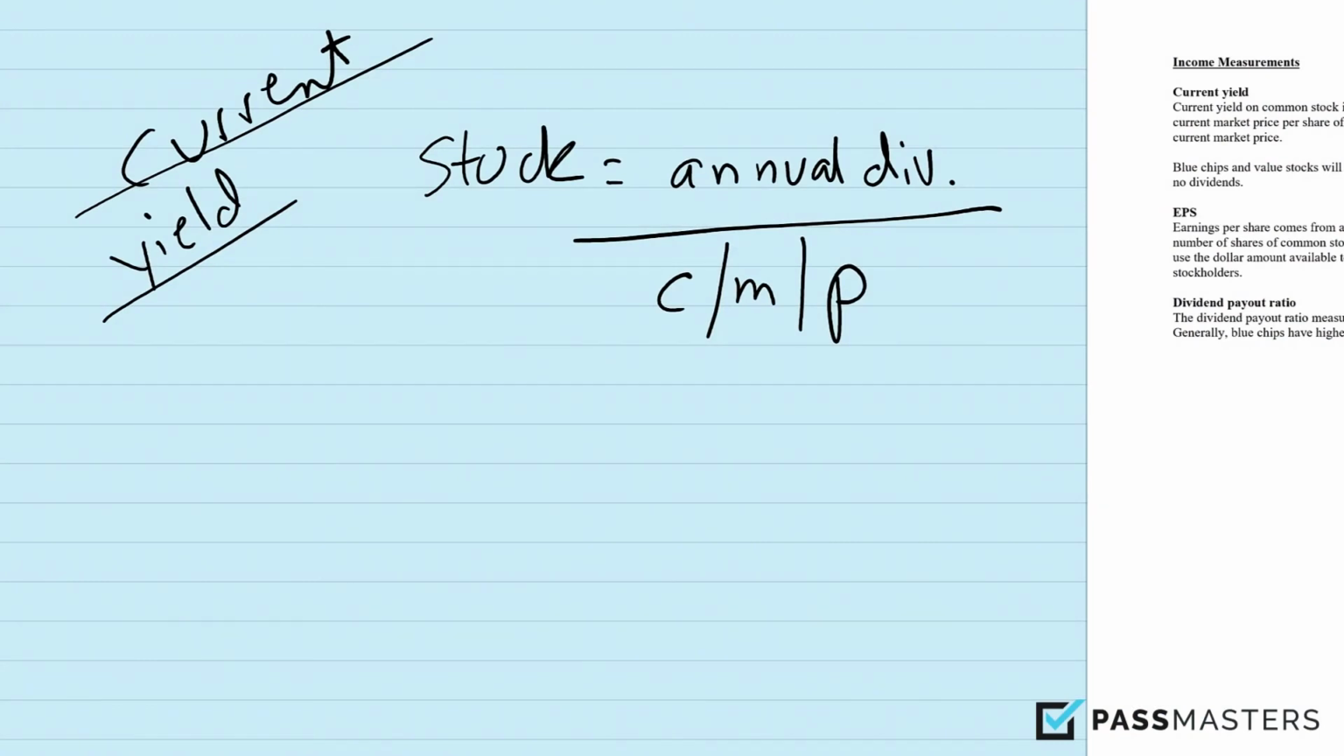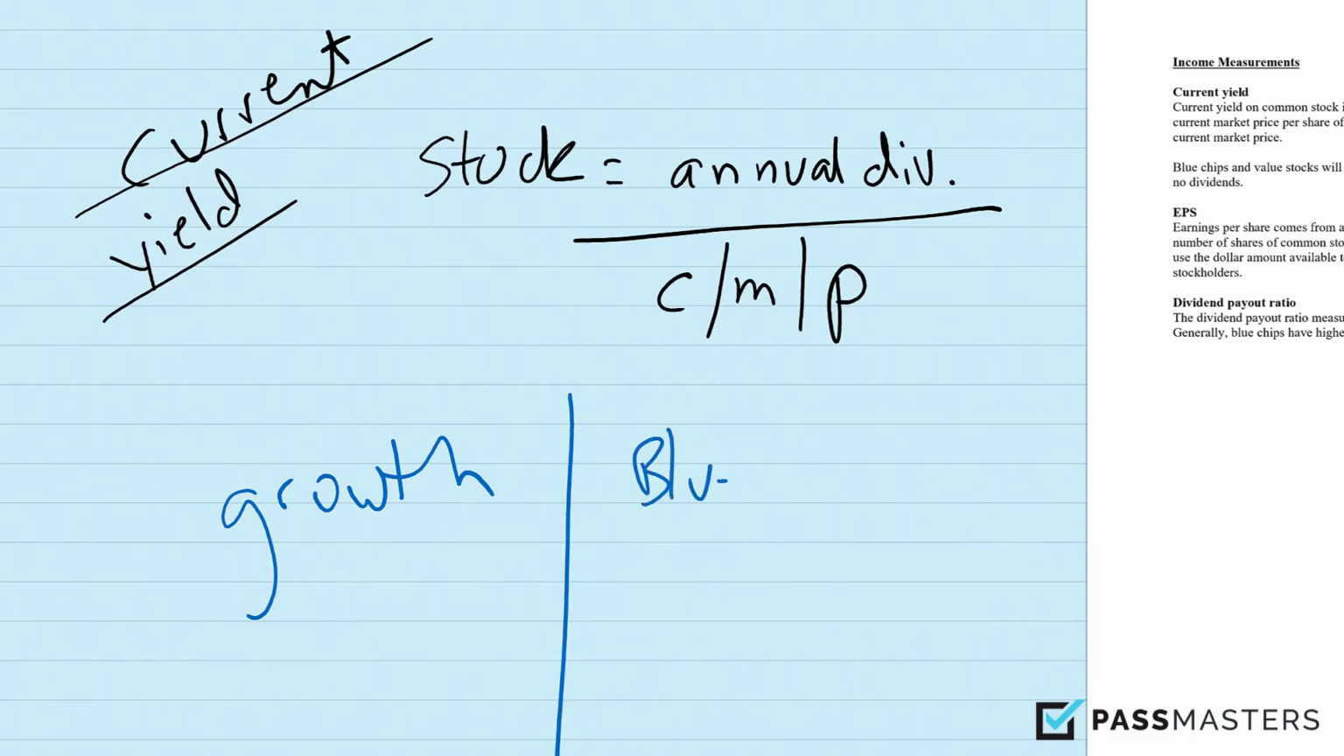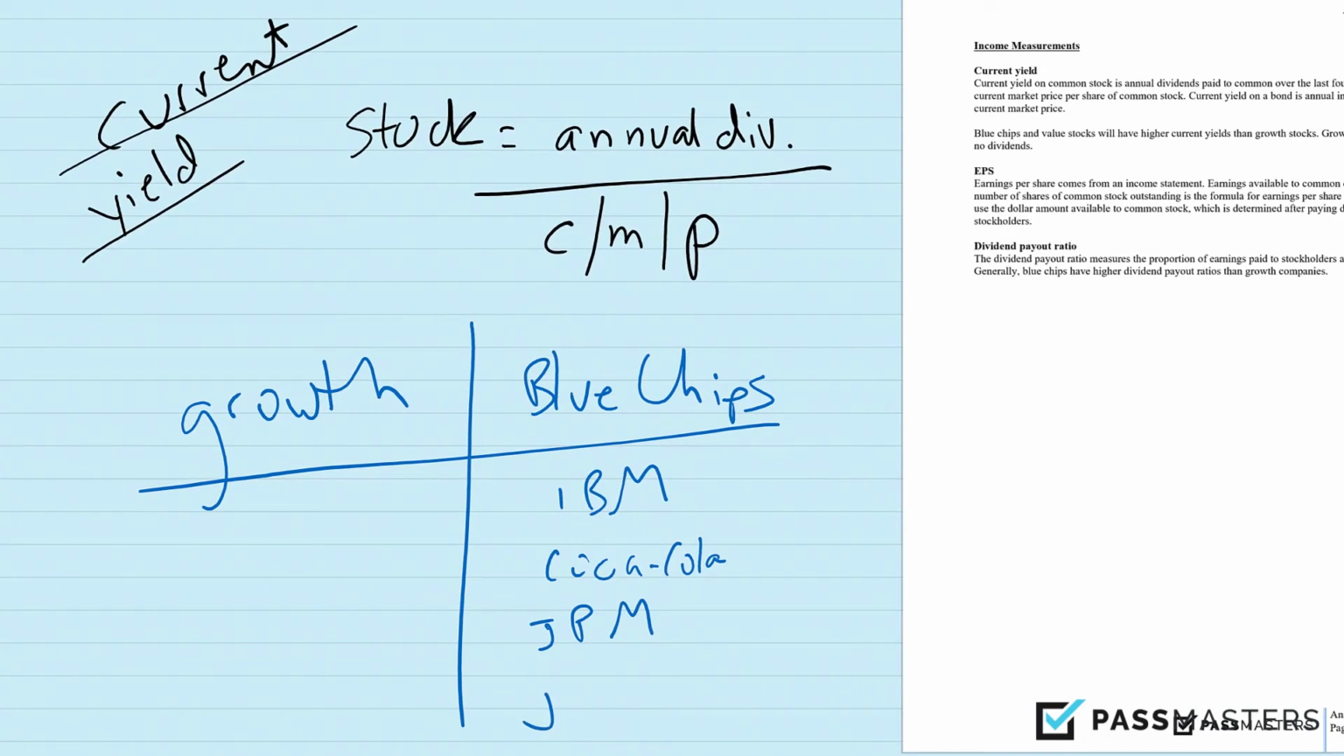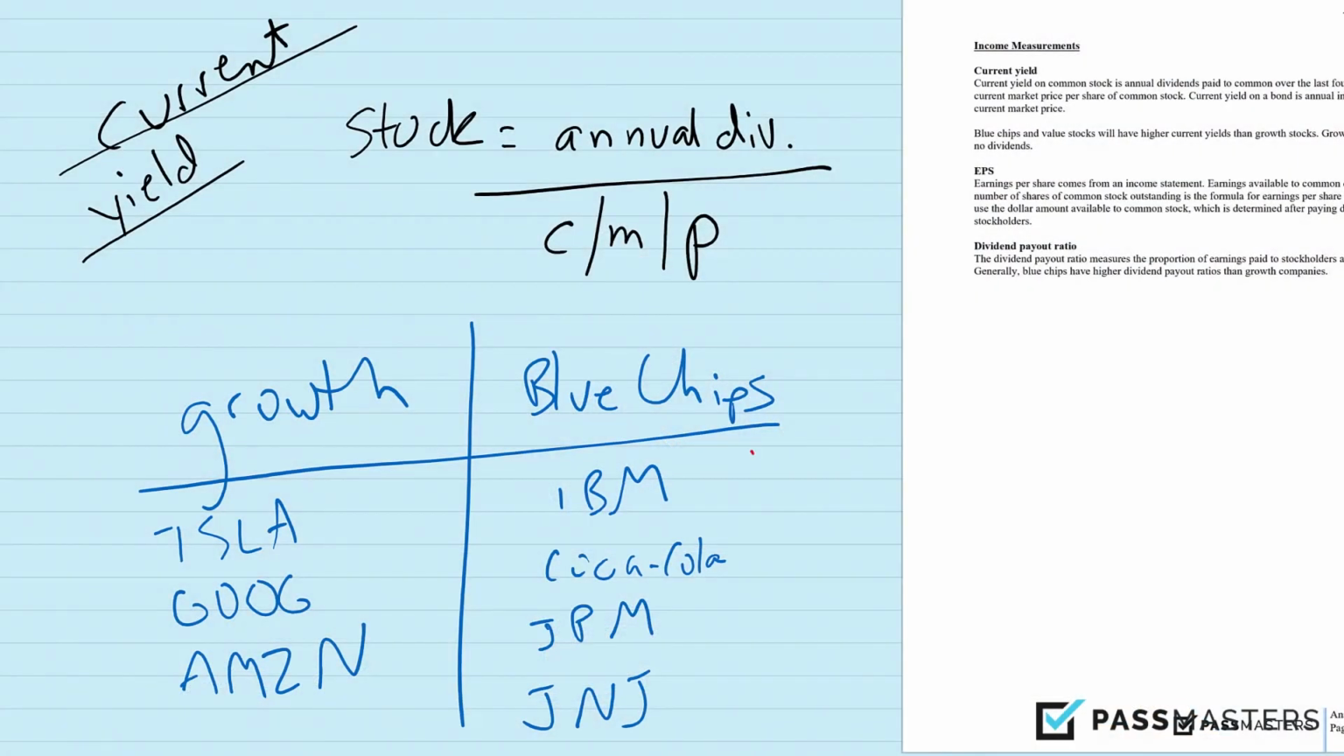However, if your client is looking for income, let me give you an example of the test question. Your client is looking for income. I'll give you some choices. Growth stock, blue chips. Now, it's never going to be, what company is a growth stock, what company is a blue chip, but just for fun, I'm going to bring some of the real world into here. So blue chips, IBM, Coca-Cola, JP Morgan, Johnson & Johnson. And then growth stock, Tesla, Google, Amazon. Where would your client be more likely to find yield? Yield, blue chips. More likely to pay dividends.